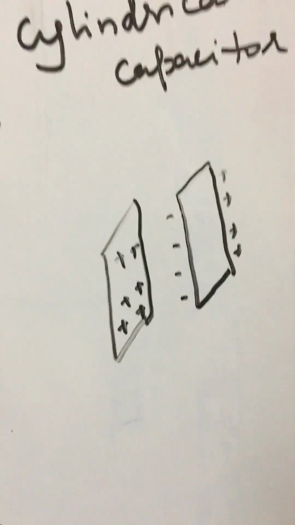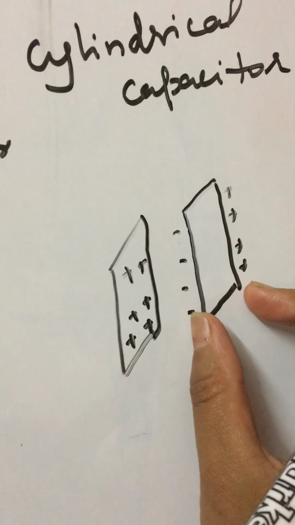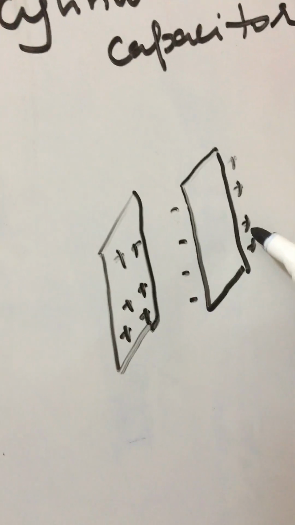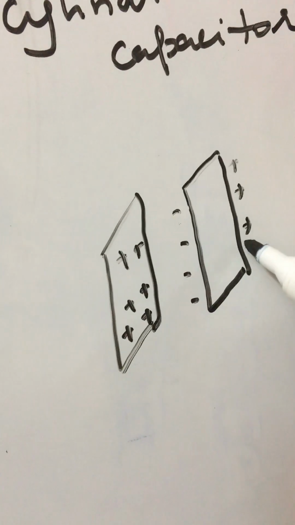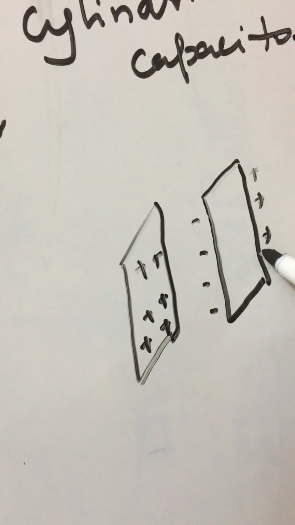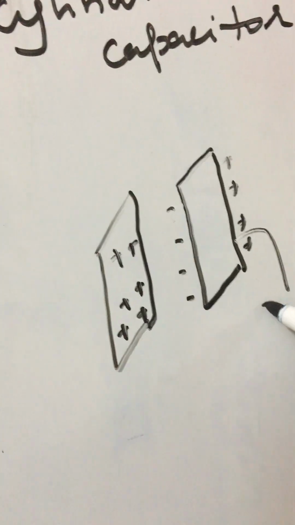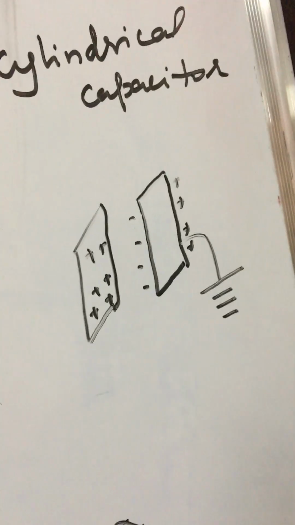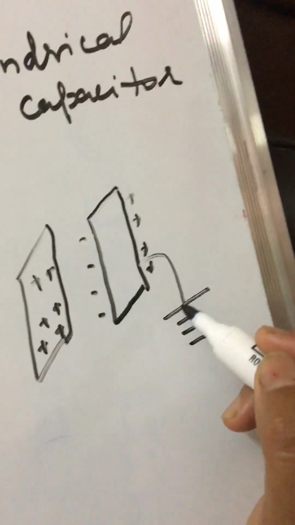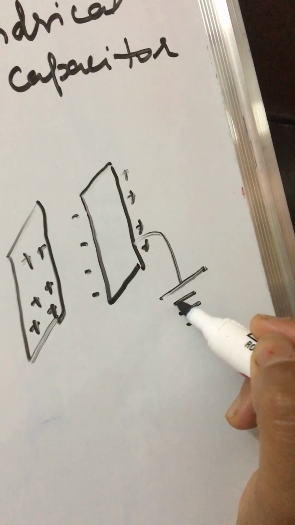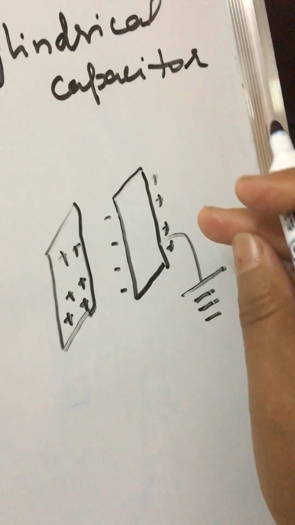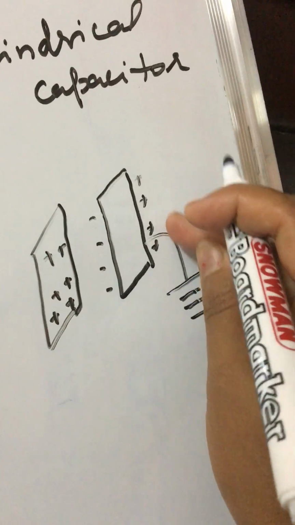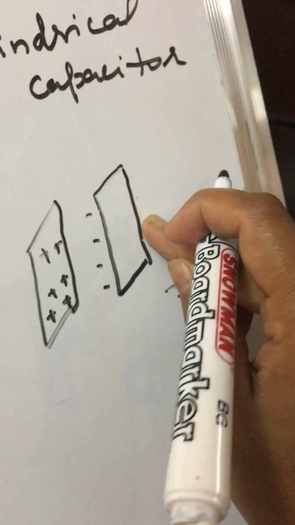Positive, right? This is because of the induction. Now this side, the outside facing plate, will always be connected to the earth. Okay, it is always grounded. All right, fine. Now, as earth is a very good conductor, what will happen? All the positive charge of it will flow back to the earth.